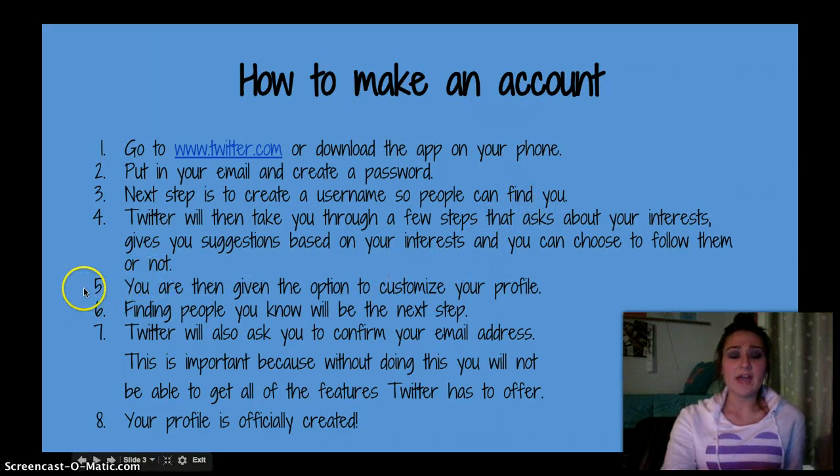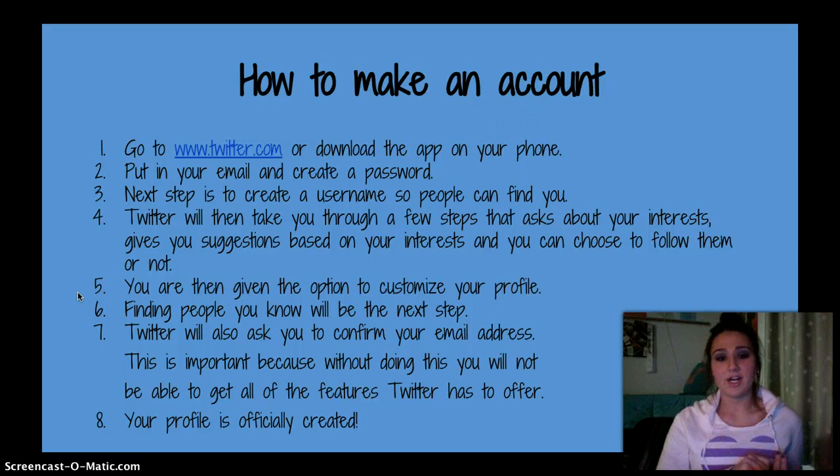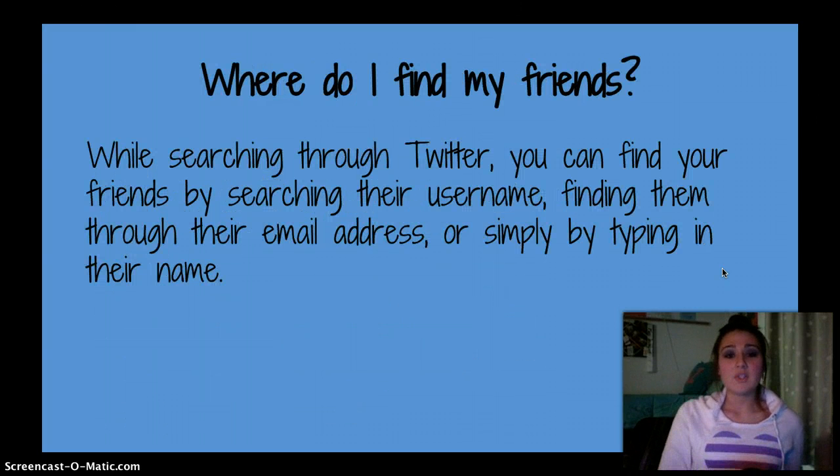But after you do that, you are given the option to customize your profile. You can set a profile picture, you can set a header picture, which is kind of a picture that's behind your profile picture. You can put a small about me. Again, that's limited to 140 characters too. Next step, it's going to ask you to confirm your email address. All you have to do, it'll send you an email with a link. You click on the link and it'll open up a new window and say, yay, congratulations, you've confirmed your email address. You are officially on Twitter. And then that's it.